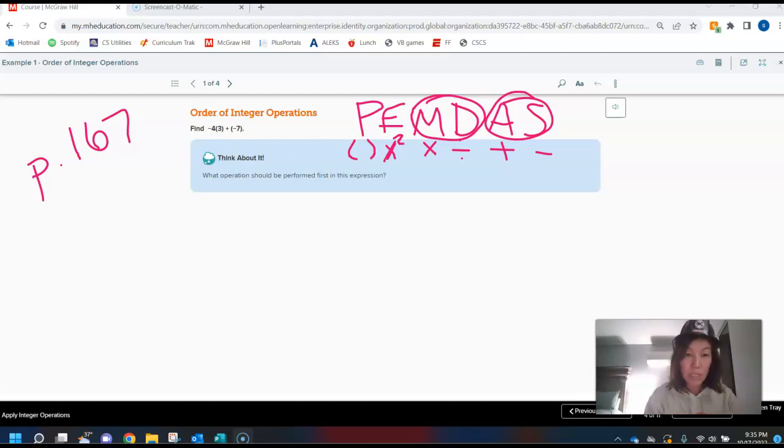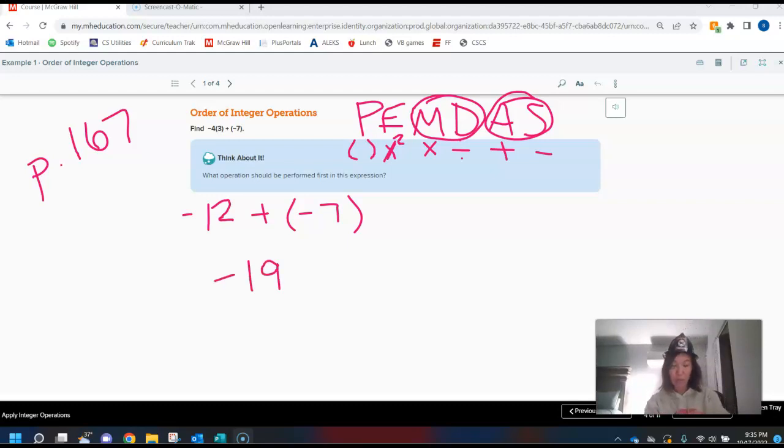So order of operations says I have to do negative 4 times 3 first, which you know that a negative times a positive is negative. So that will be negative 12 plus negative 7. And now we just add these. Remember, if I have a negative plus a negative, then I do add those together. And since they're both negative, my final answer is negative as well.